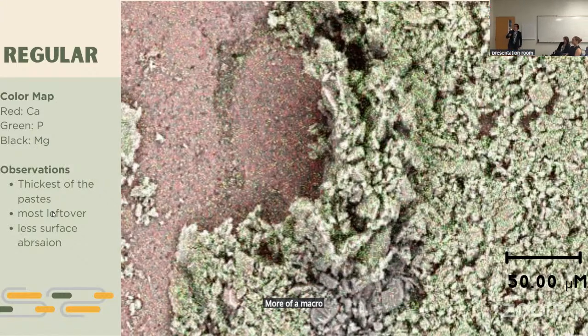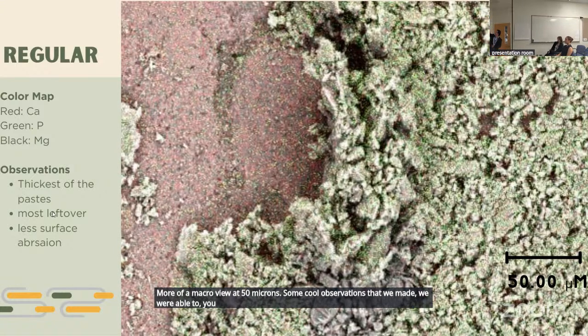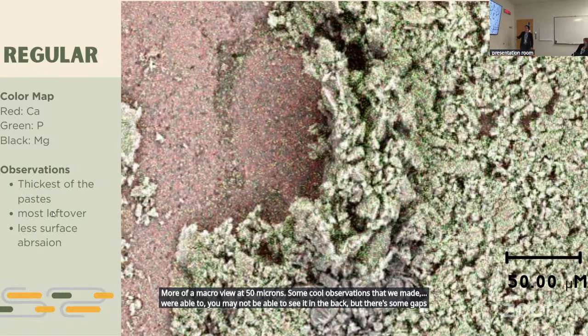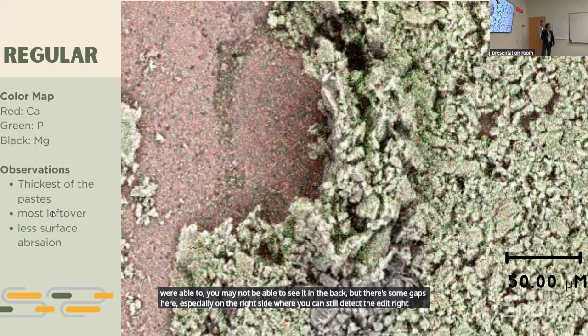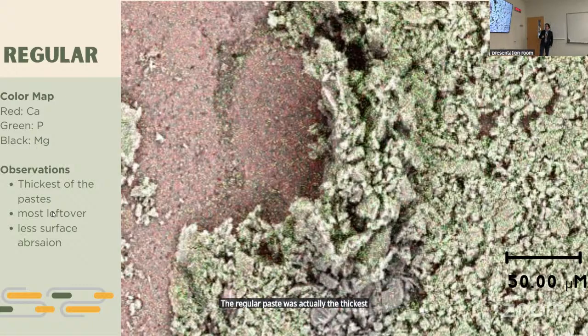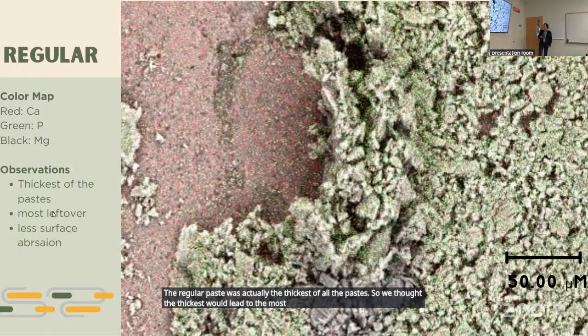Some cool observations that we made. You may not be able to see it in the back, but there are some gaps here, especially on the right side, where you can still detect the egg right through. And this kind of went against our original hypothesis. The regular paste was actually the thickest of all the pastes, so we thought the thickest would lead to the most abrasion, but in fact, it was the least abrasive. So it had the most leftover, least surface abrasion, and it turned out to be the thickest.